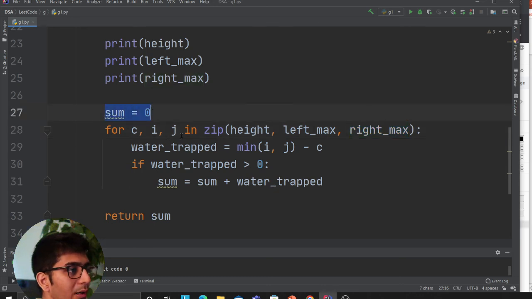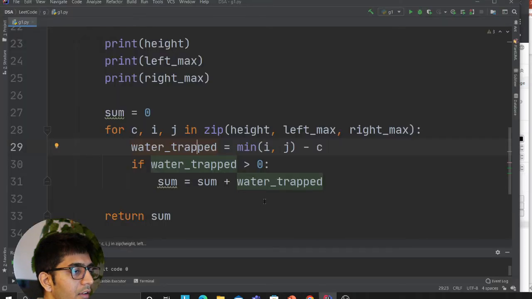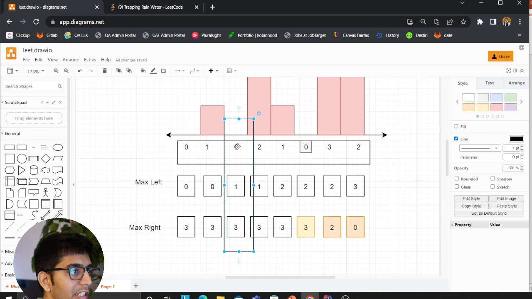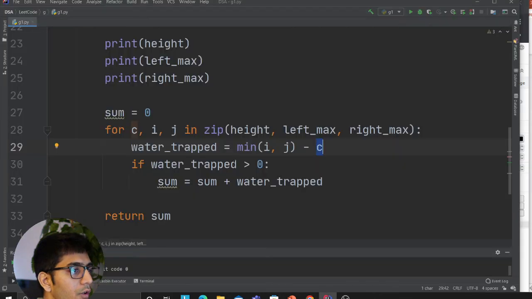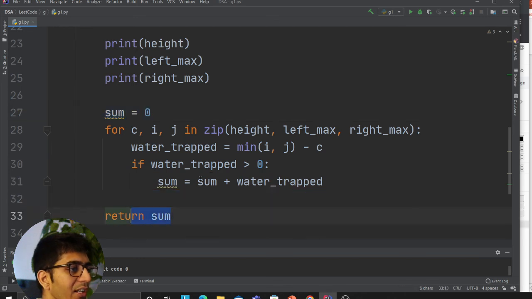I declared a global variable. I'm iterating over all 3 arrays using a zip function in Python. Water trapped is equal to min of i and j, that is min of 1 and 3, right? Then I'm essentially doing minus c. C is essentially the current height of the node, right? So I get a water trapped value, and if what I compute is greater than 0, I add it to the sum value, and at the end return my sum.